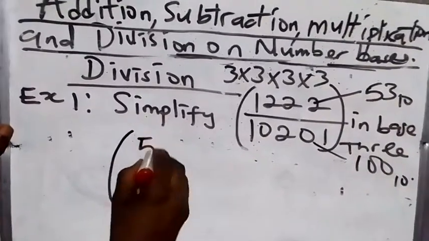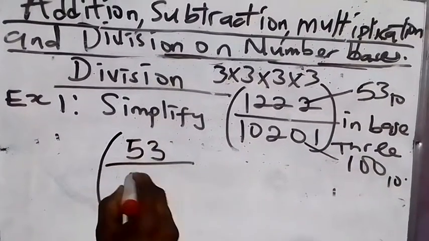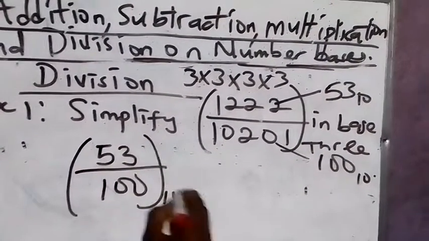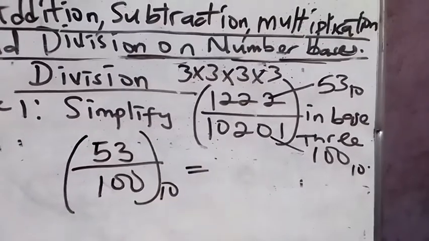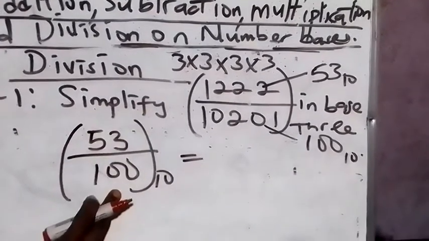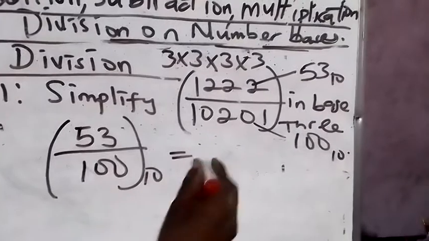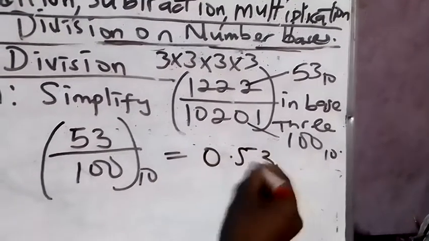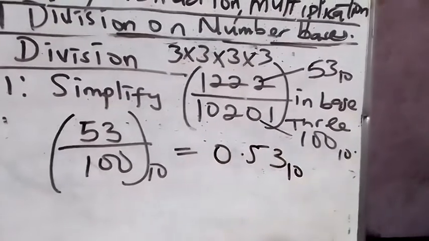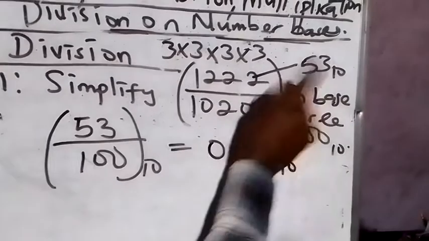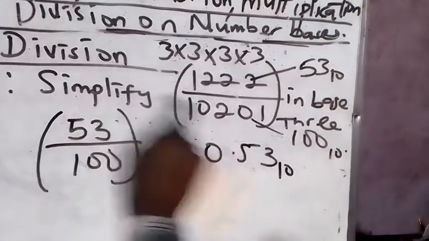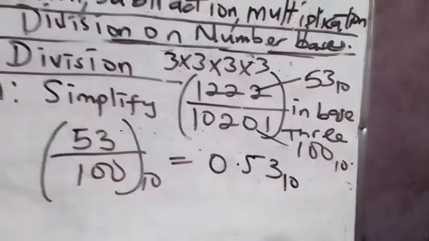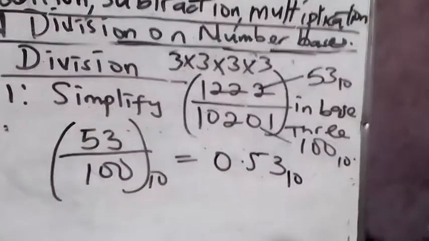53 over 100 base 10. Now, if I divide 53 by 100, it's going to give me what? 0.53 base 10. Anytime you have converted this one to base 10, and you have converted this one to base 10, divide it normally. If it gives you decimal number, fine.